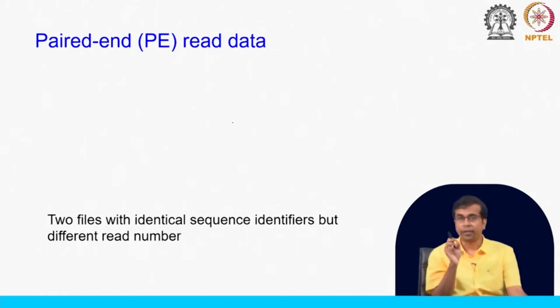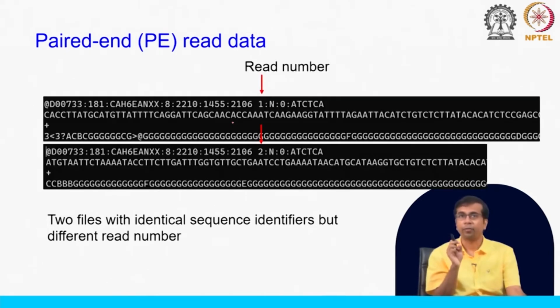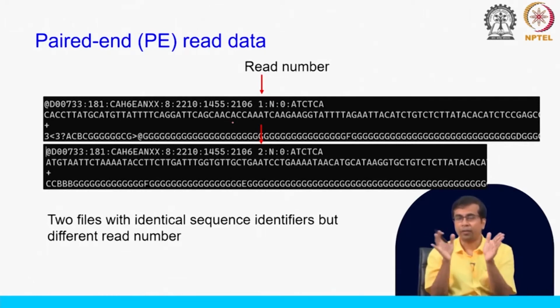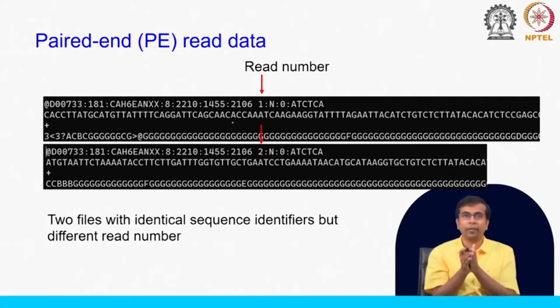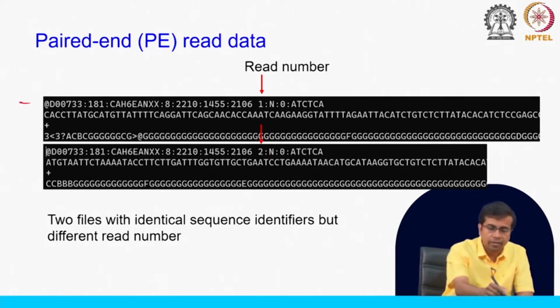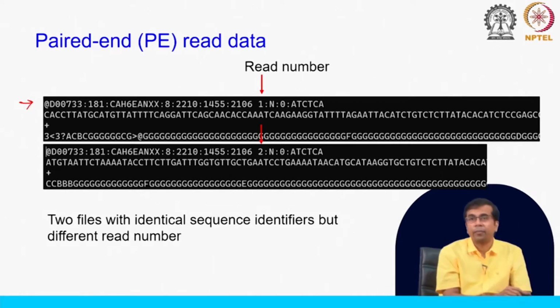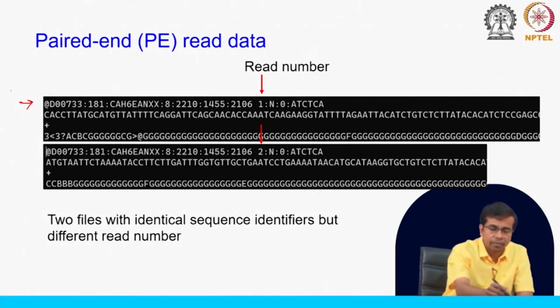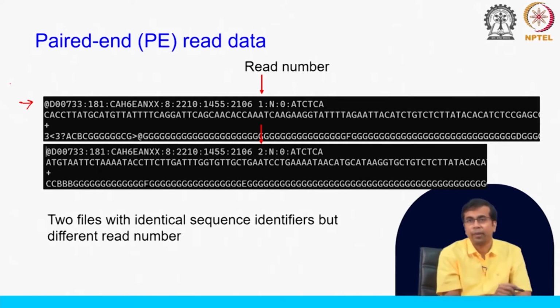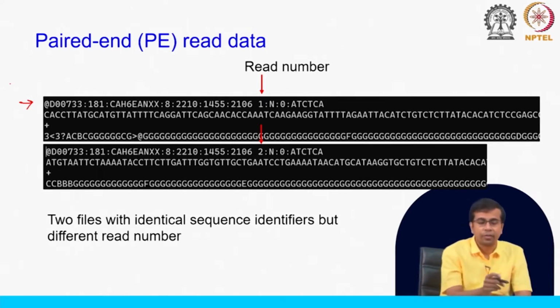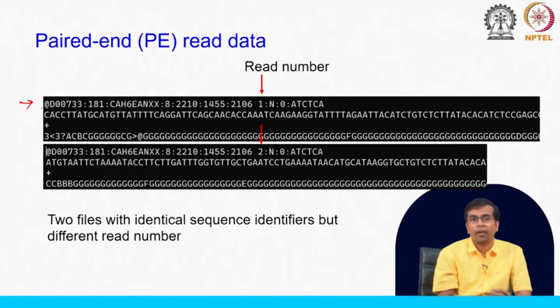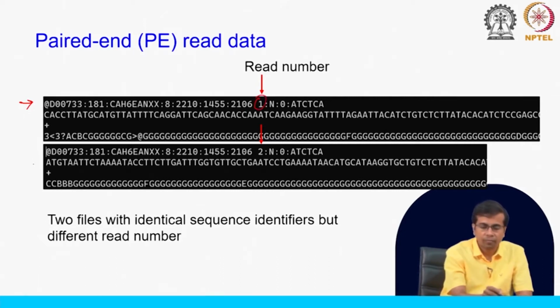So let us look at this paired end data and how it would be different. Here is an example; I am just showing part of the read data, so the length is different, otherwise the length would be identical. Here this is the first of the pair, sometimes we call them mates also. So this is mate 1, mate 2. This is the first of the pair where you see the header line, and the read number is given as 1.